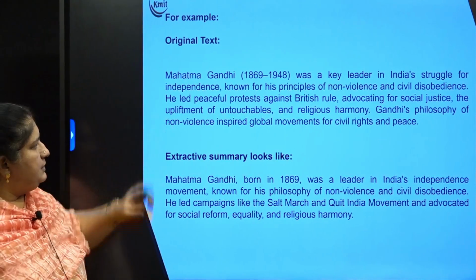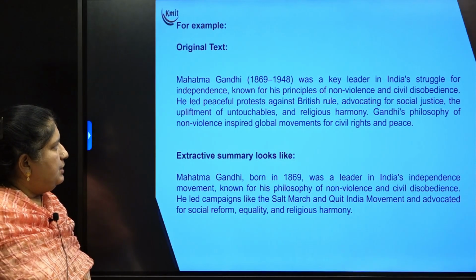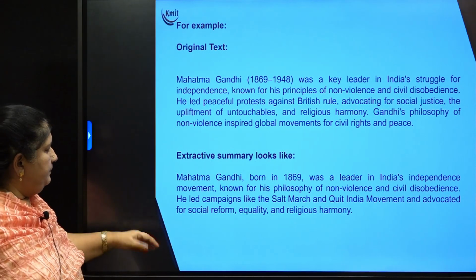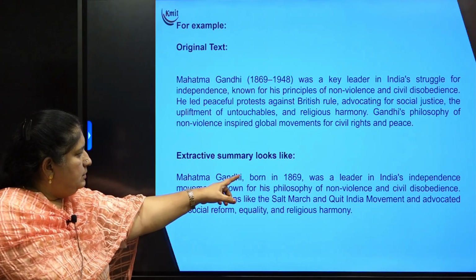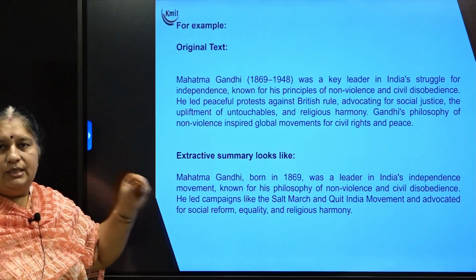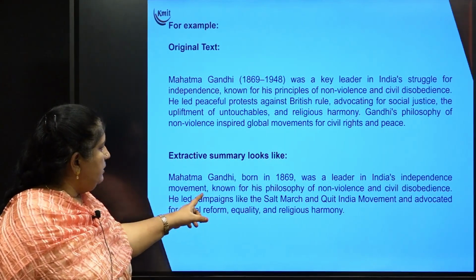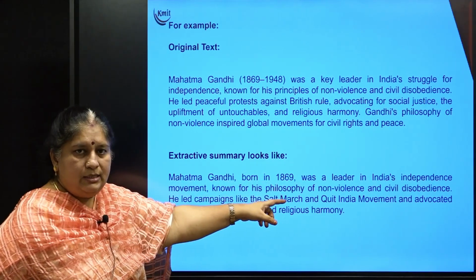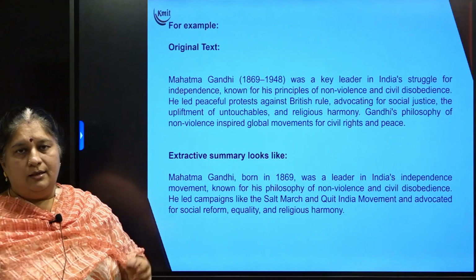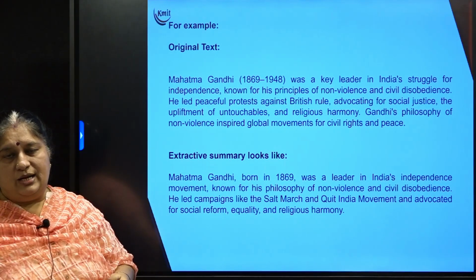So this is the original text. If you see, Mahatma Gandhi, what is the time period we set there? 1869 to 1948, was a key leader in India's struggle for independence, known for his principles of non-violence and civil disobedience, etc. If you see this one, Mahatma Gandhi, born in 1869. Did we change anything? No. We know 1869 means that is from where his actual journey started as a human being, right? So born in 1869, was a leader in India's independence movement, known for his philosophy of non-violence and civil disobedience. If you observe, we are trying to use the same things from the paragraph and put them in the summary. So you are trying to take the information from the original paragraph as it is without introducing too many new words. We call such kind of summarization extractive summarization.